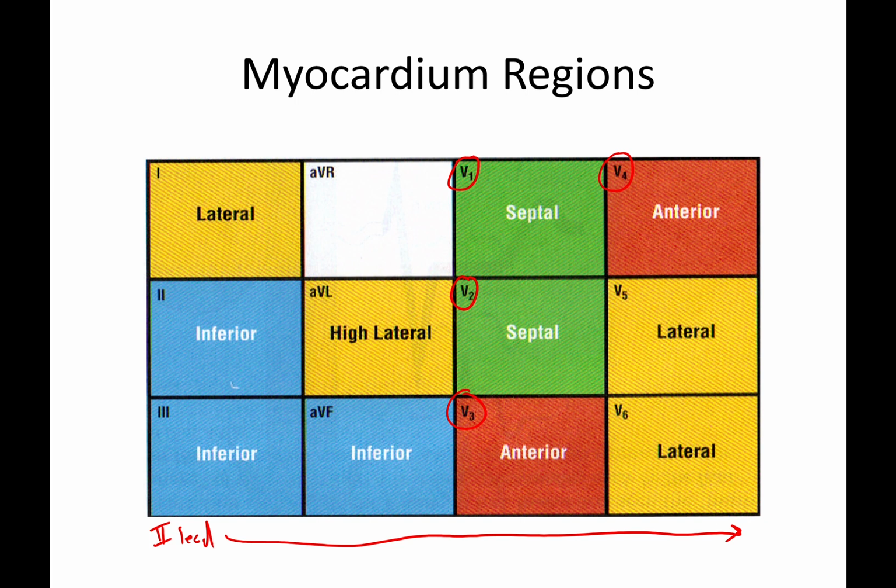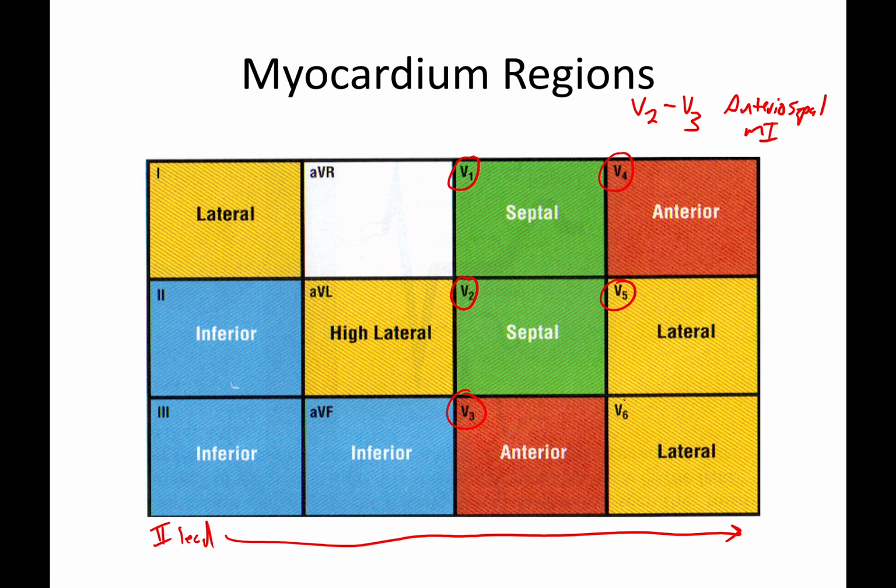So that if I had changes in V2 and V3, even though one is septal and one is anterior, that's not to say that they're separate. In fact, we would just call that an anteroseptal MI, or whatever the situation may be. So keep in mind that this is a bit of a blurred line, that it can include multiple leads even though it's centered over one location.